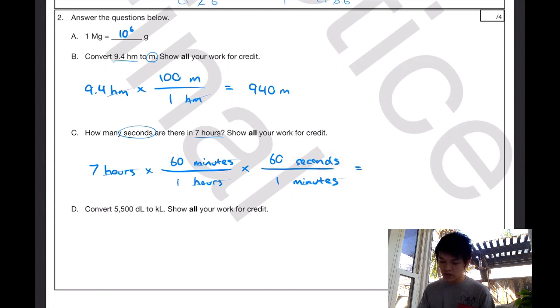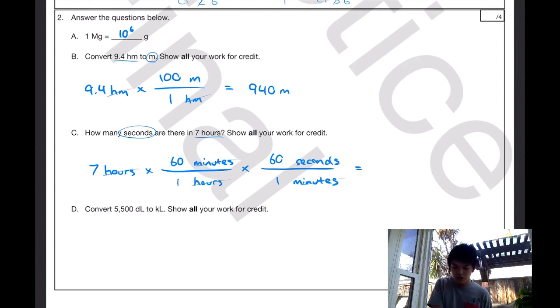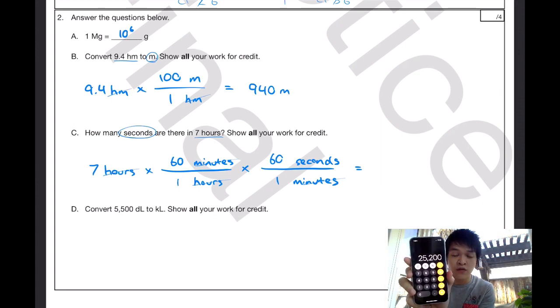So to do this conversion, you start with 7. 60 is on the top, so you multiply by that. 60 is on the top again, so you multiply by 60 again. So we do 7 times 60 times 60. Let me get a calculator. So start with 7, multiply by 60, and multiply by 60 again. And what I'm getting is 25,200.